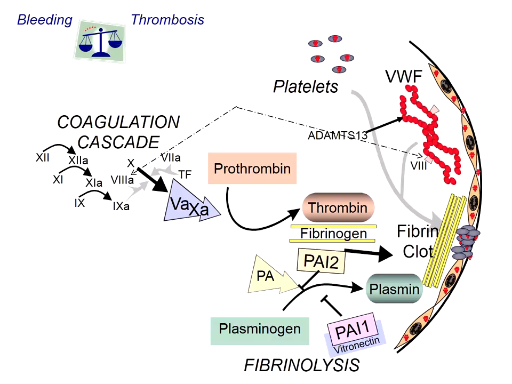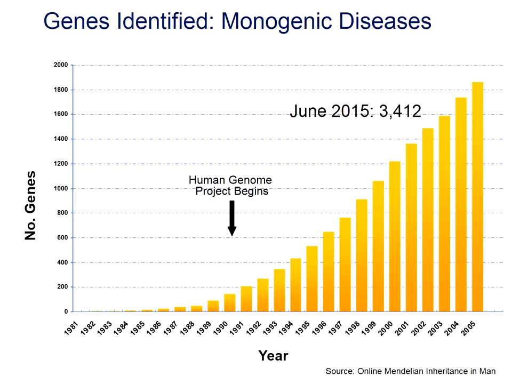There's been an incredible explosion of our understanding of human genetic diseases. In particular, we've had incredible success studying diseases due to single gene disorders, so-called monogenic diseases. When I was in medical school, near the beginning of this graph, there was one gene that we knew of which was associated with human disease, and that was hemoglobin. Today, that number is 3,412 and counting. This includes many of the inherited bleeding and blood clotting diseases.